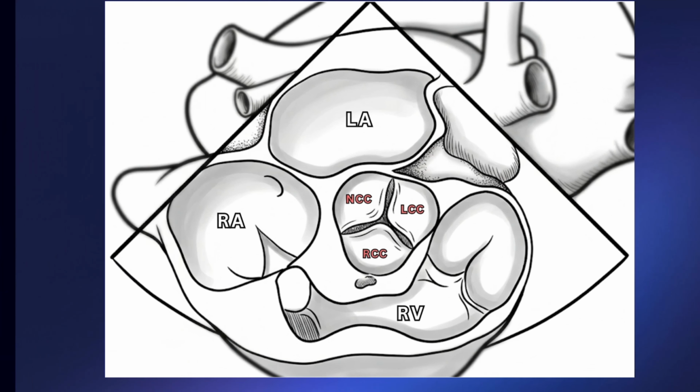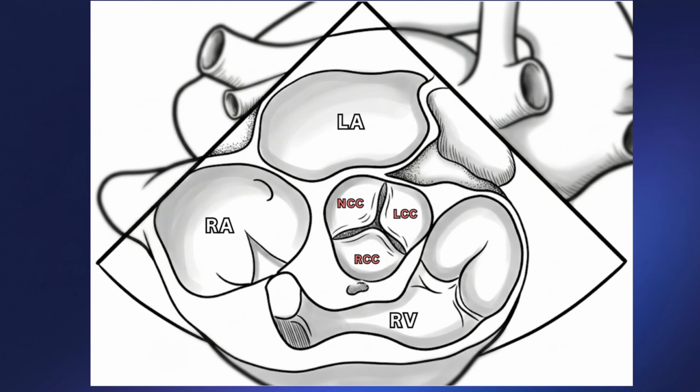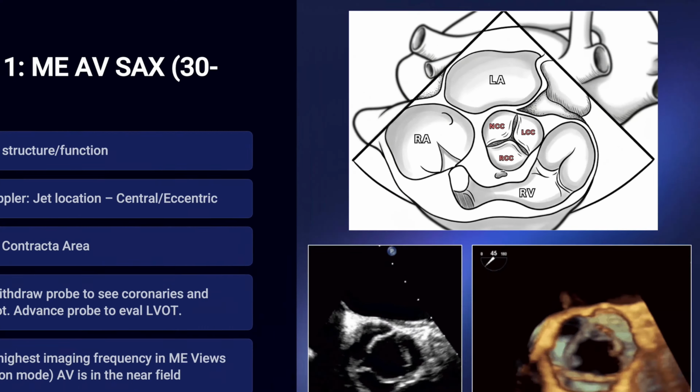It's important to note which cusps are which. Remember, the non-coronary cusp is closest to the inter-atrial septum, the right coronary cusp is closest to the RV, and then the left coronary cusp is the remaining one where the left main coronary artery comes off.